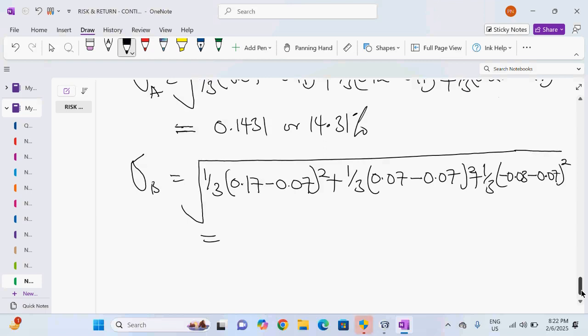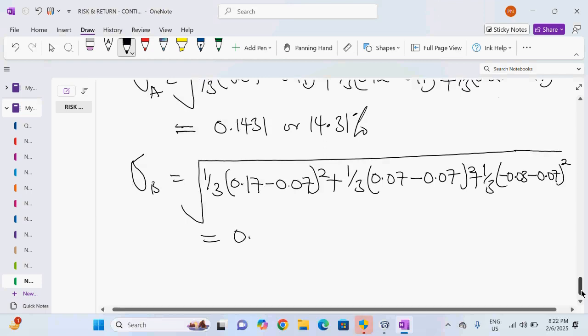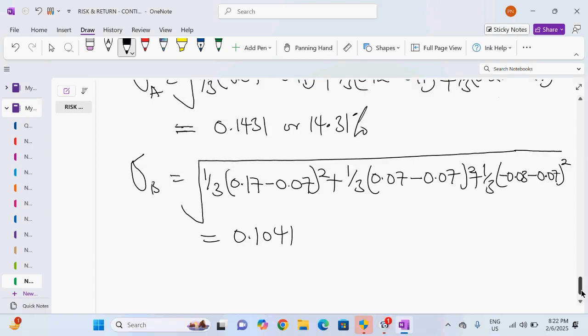0.104. 0.1041. Yes. Is it confirmed? Yes. Okay. So that's 10.41.